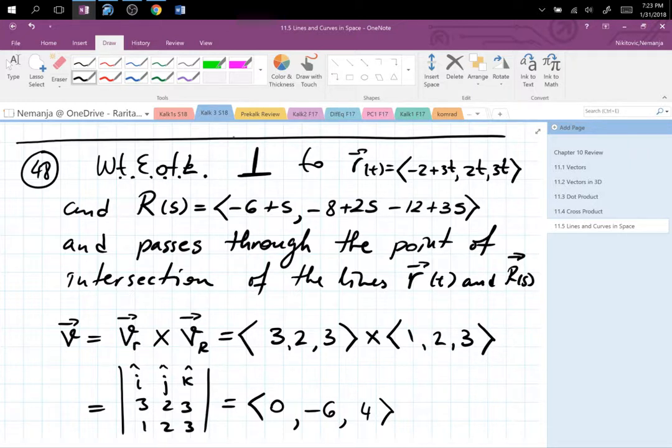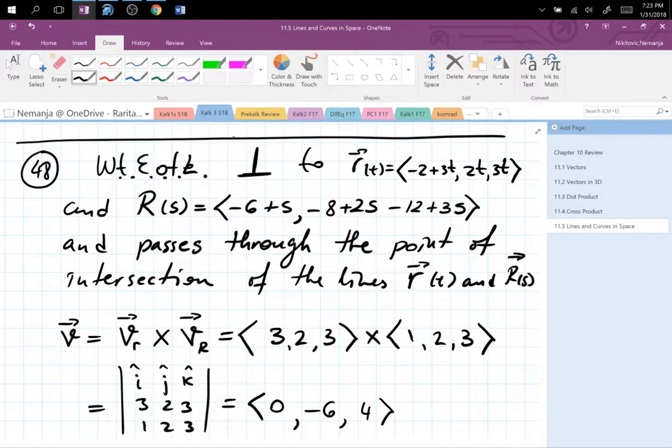Set to each other what? That's good. Set them equal to each other? Yes. How would you set them equal to each other? Each x component, y component. So you set x to x component, and y to y, and z to z.